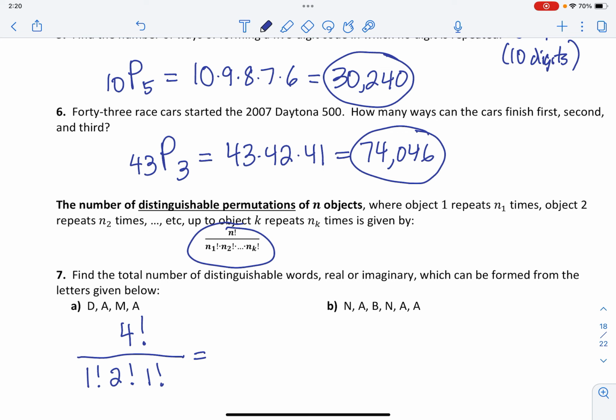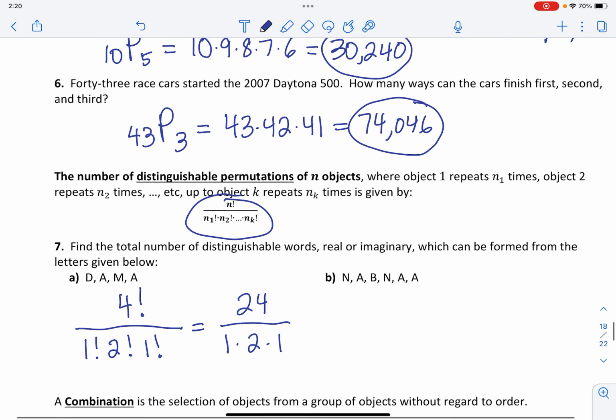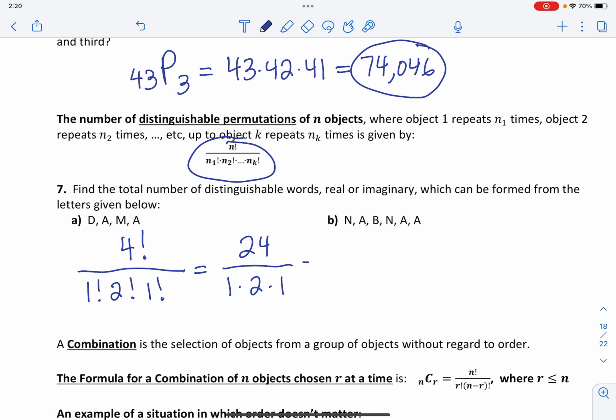4 factorial, 4 times 3 times 2 times 1, that's 24. 1 factorial is 1. 2 factorial is 2 times 1. 1 factorial is just 1. Right? So pretty much the 1 factorials you can almost just ignore, because notice that bottom is just 2. Right? So this is just 24 divided by 2, which would be 12. Okay.